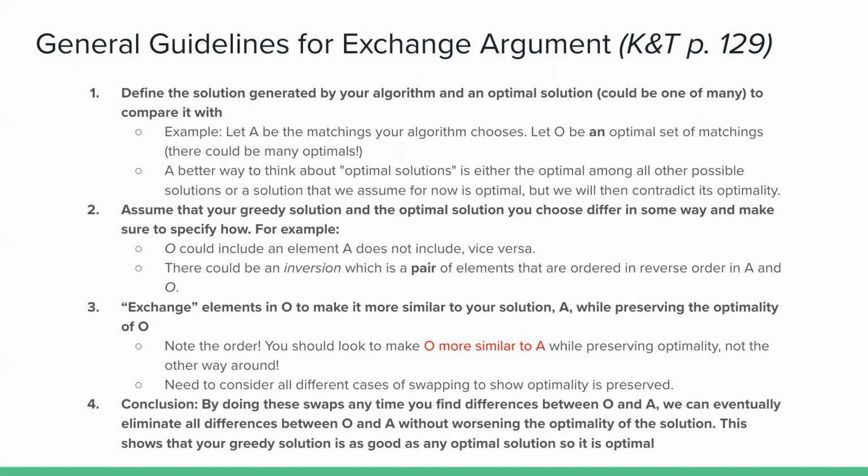The order is important. You want to make the optimal solution O more similar to A. You're not trying to make your greedy solution look like the optimal solution. You're trying to prove that your greedy solution is optimal.